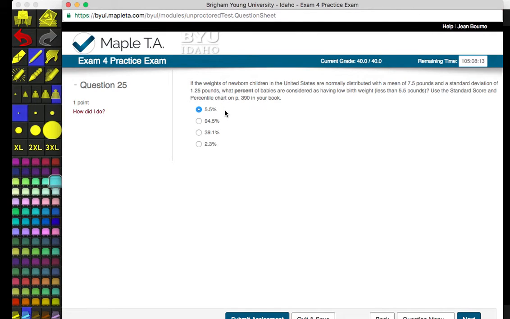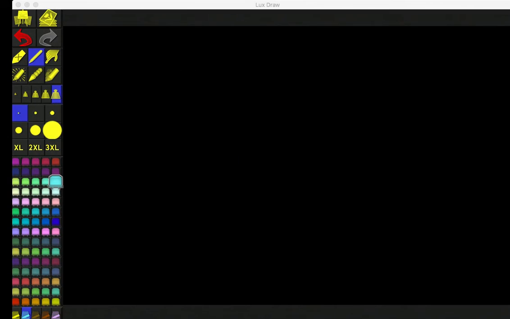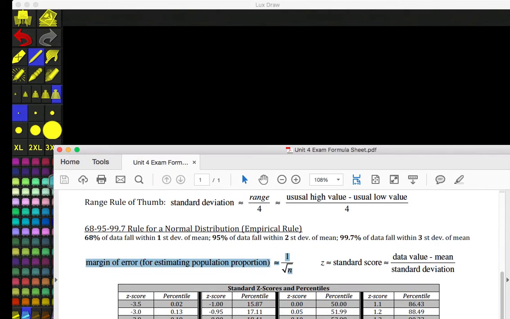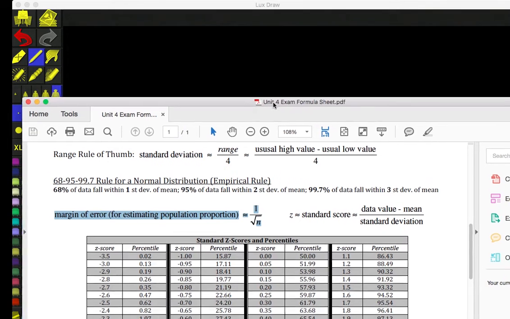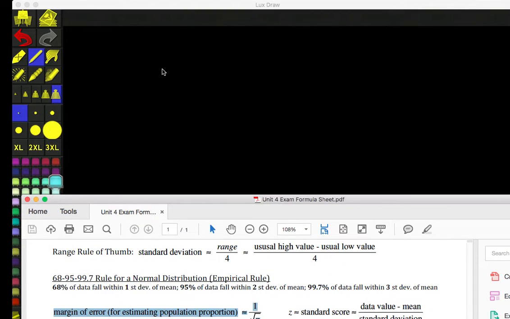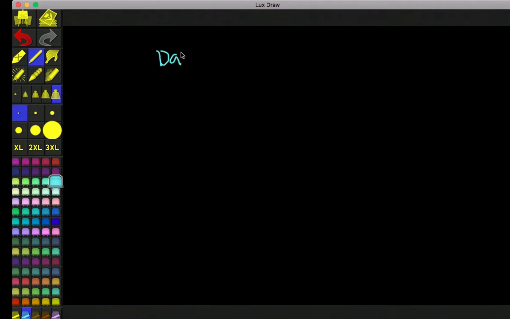Okay, so let's look at this one. First thing we're going to do is use this to find our z-score, which we already did before, right? So that was our data value minus the mean divided by standard deviation. So data minus mean, divided by standard deviation.